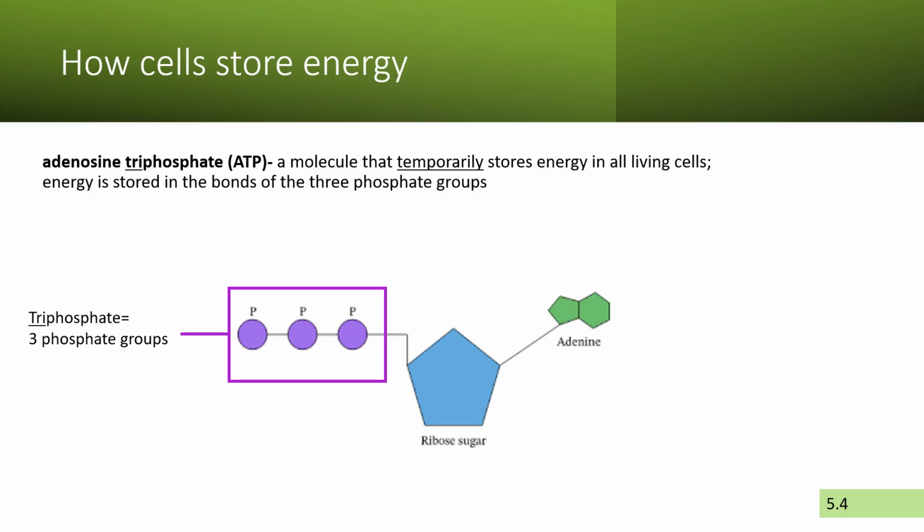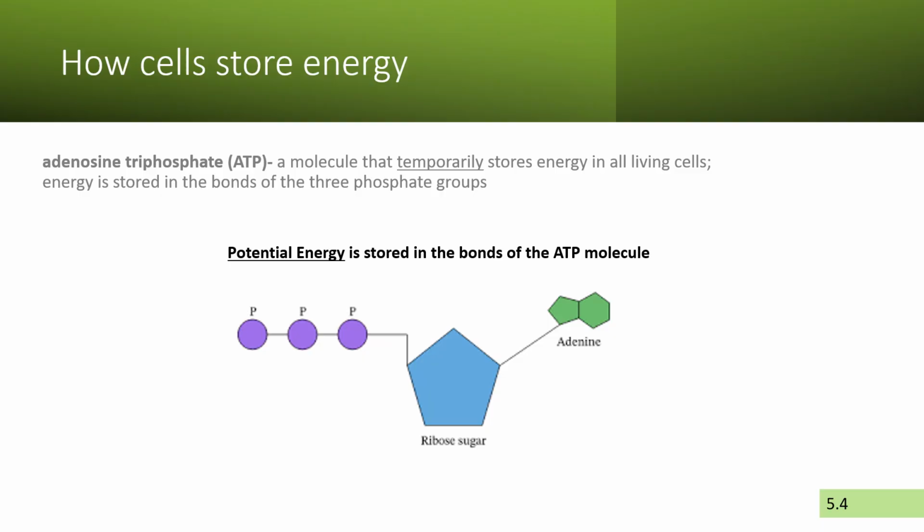So how is energy stored in cells? Remember that energy can be stored in the bonds between molecules. That's how energy is stored in our food. In cells, energy is stored in a molecule called adenosine triphosphate, or ATP. ATP has 3 phosphate groups attached to it, and that is where the energy gets stored. So triphosphate in ATP means 3 phosphate groups. So energy is stored in the bonds between the phosphate groups in ATP.